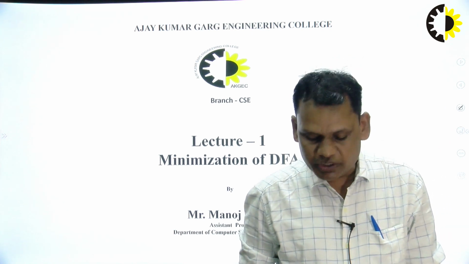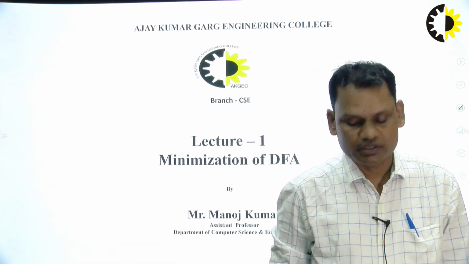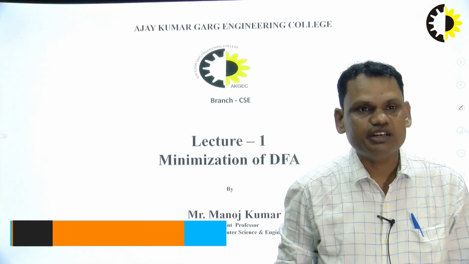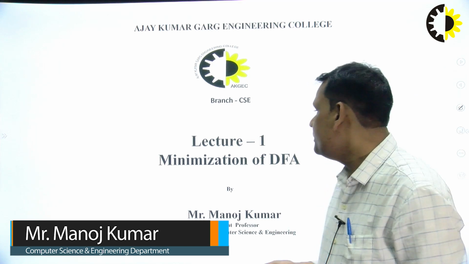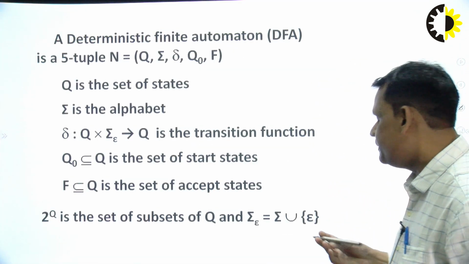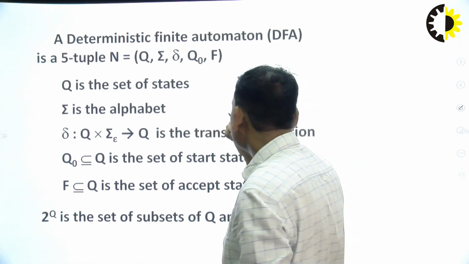Today's subject is theory of automata and formal language. The topic is minimization of DFA. So what is DFA? DFA is deterministic finite automata. It uses 5 tuples.